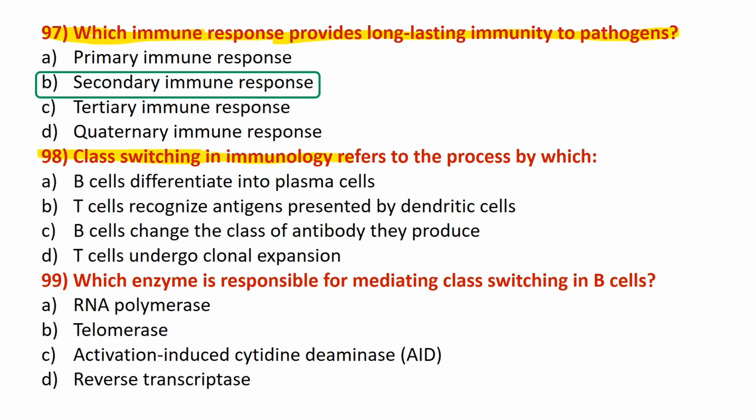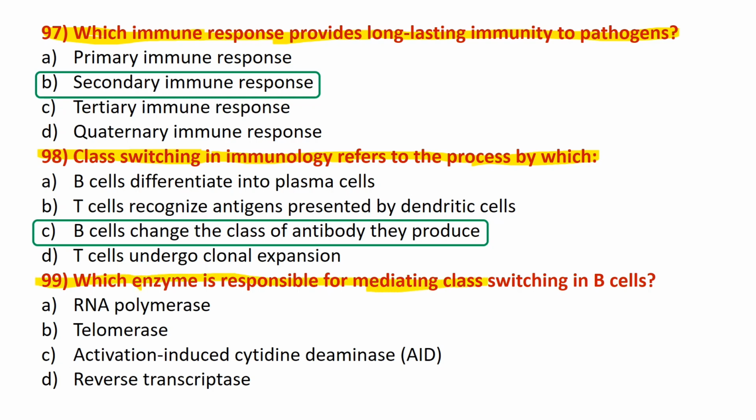Class switching in immunology refers to the process by which, and the right answer is option C, class switching refers to the process of B cells changing the class of antibodies they produce. Which enzyme is responsible for mediating class switching in B cells? And the right answer is option C, activation-induced cytidine deaminase.